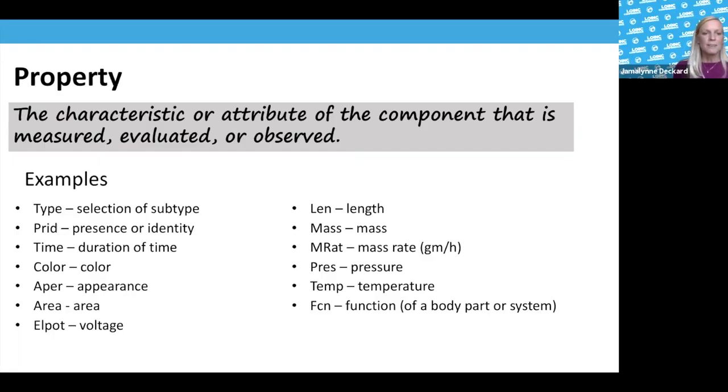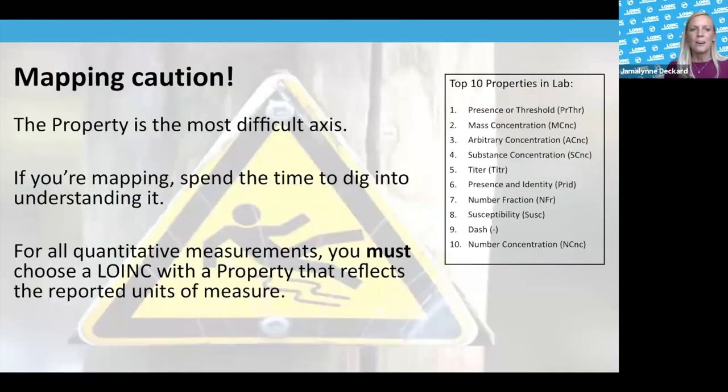And then color and appearance. You can see all these different types of properties that can be used with the LOINC term. One caution is this is the most difficult axis for mapping. It's really helpful to try to understand what that property means and the different properties that are in LOINC currently. We don't frequently create new properties. It's not that common, but we have over time in order to better define terms. And for all quantitative measurements, you must choose a LOINC with a property that reflects those reported units. It's very key. And then I just listed there some of the top 10 properties currently in lab that are used by LOINC codes.